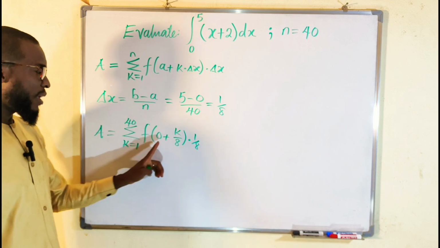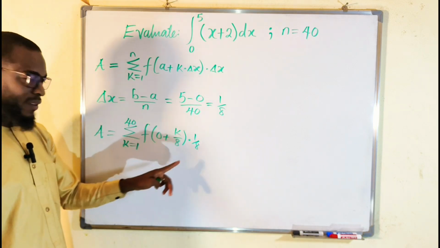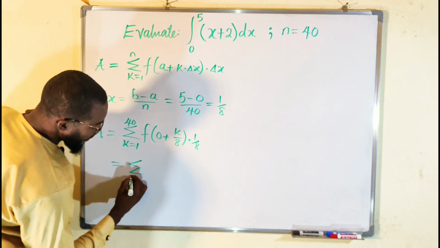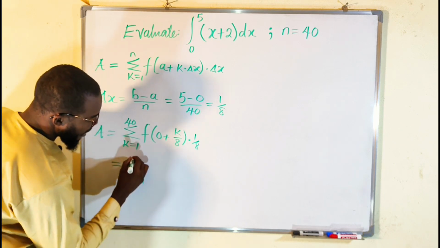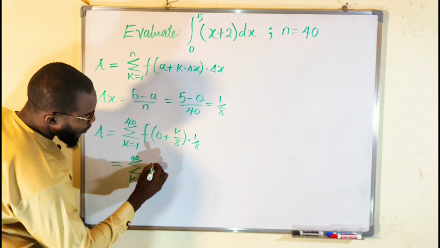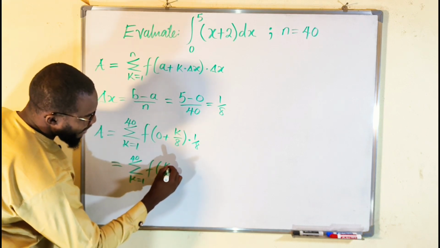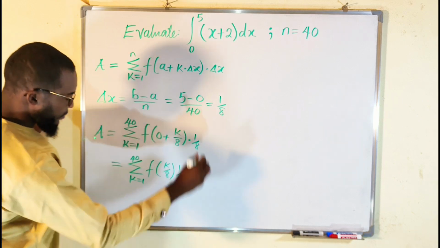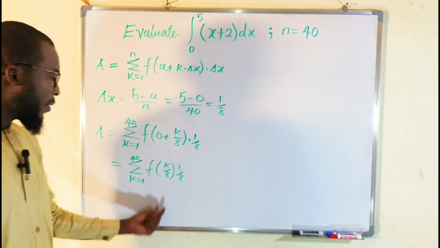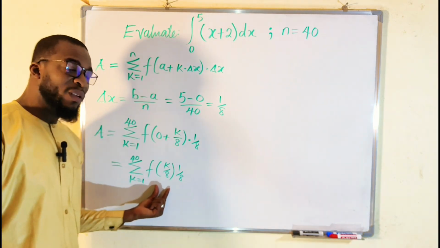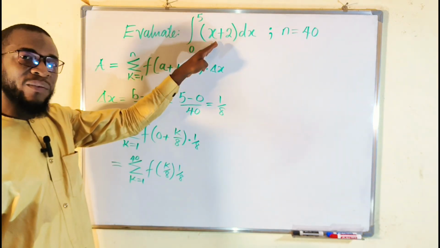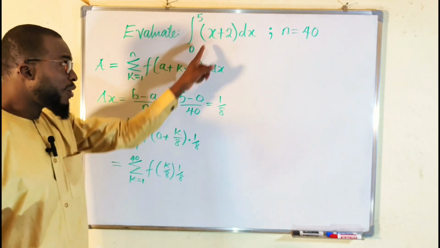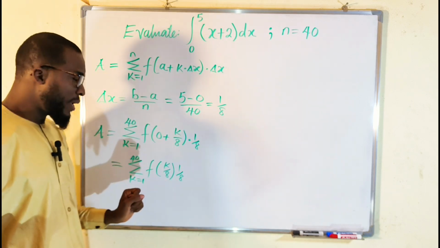Let's further break it down because we can see that 0 plus this is still this. So A will now be equal to the summation k from 1 down to 40 of f of k divided by 8 multiplied by 1 divided by 8. We're almost done. What is f of k divided by 8? Remember that f of x is given as x plus 2. So all you have to do is to substitute wherever you have x with k divided by 8.